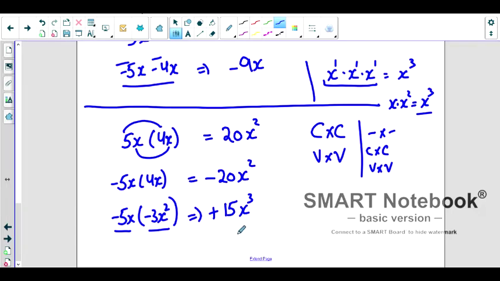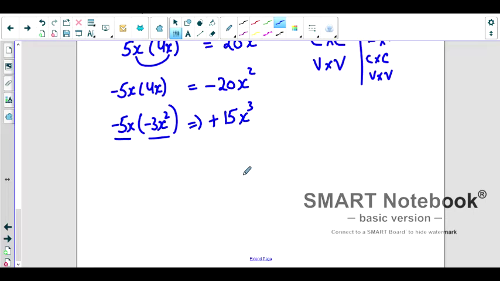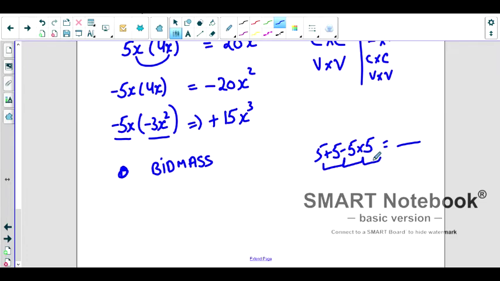So the next thing is about BIDMAS. What to do if one question has more than one sign? We have seen trick questions like 5 plus 5 minus 5 multiplied by 5. So what's the answer? If a question has more than one sign, how do we perform the operations? What is the order? The order is BIDMAS.